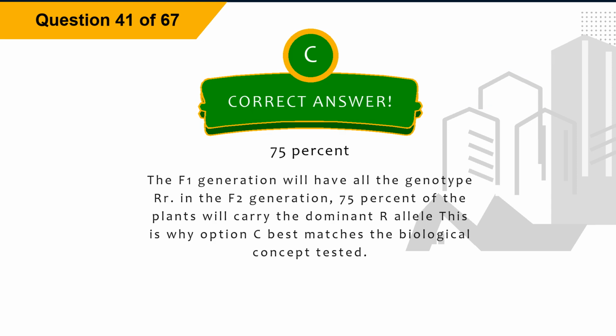The correct answer is option C, 75%. Explanation: the F1 generation will all have the genotype Rr. In the F2 generation, 75% of the plants will carry the dominant R allele. This is why option C best matches the biological concept tested.